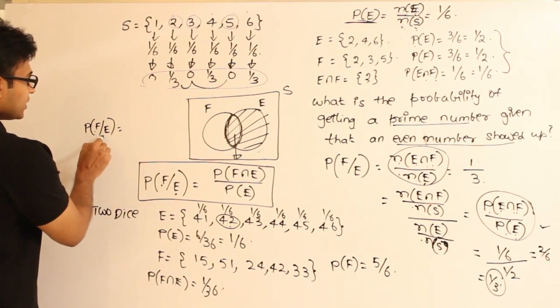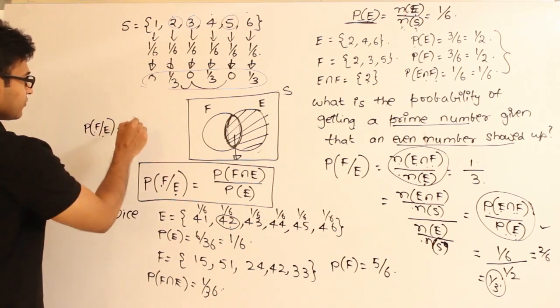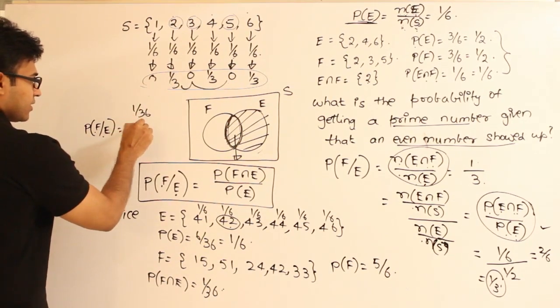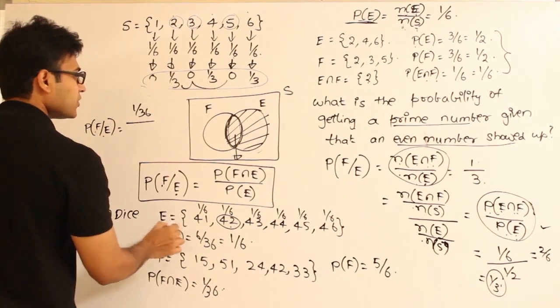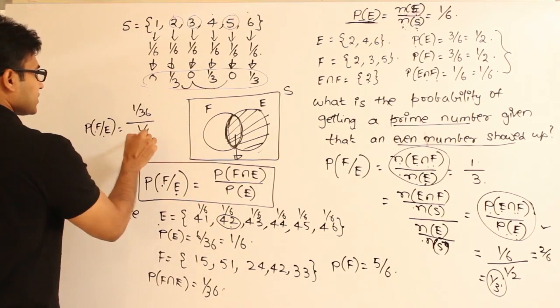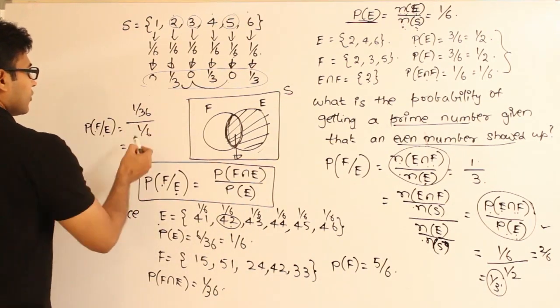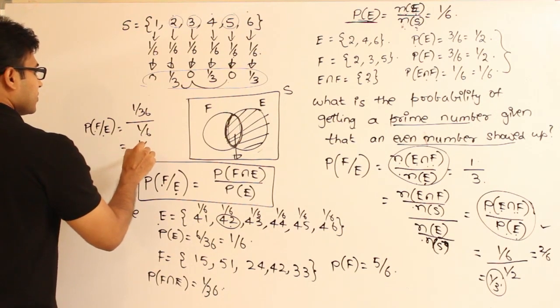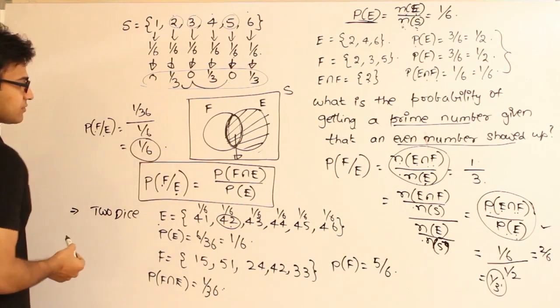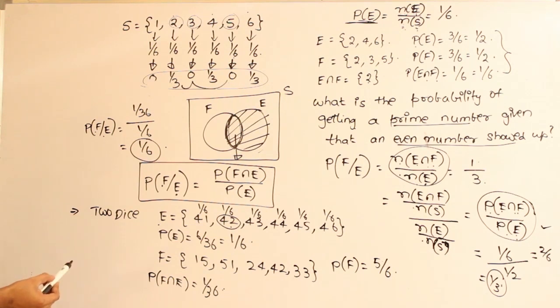P of F given E is P of F intersection E, which means 1 by 36 divided by P of E. What is P of E? P of E is 1 by 6. That equals how much? It is nothing but 1 by 6. This is the answer. Alright, so you can easily do that.